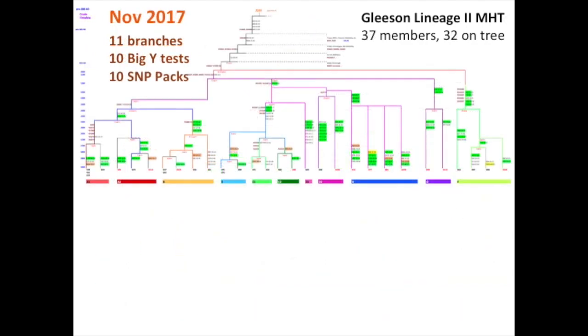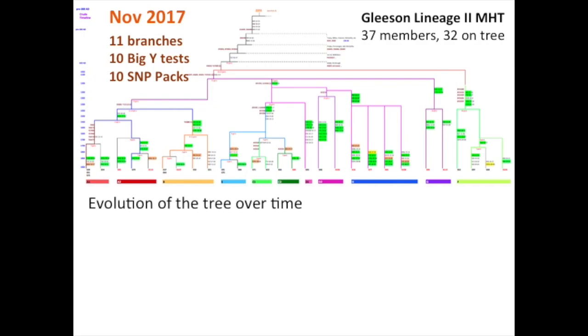And then in November 2017, up to the present day, we have 11 branches, 10 Big Y tests, 10 SNP packs, 37 members. 32 of those members we have been able to place on the tree. So I haven't been able to place everybody on the tree, but I have been able to place the majority of my project members on this mutation history tree. You cannot see the detail there, I'll show it to you later on.